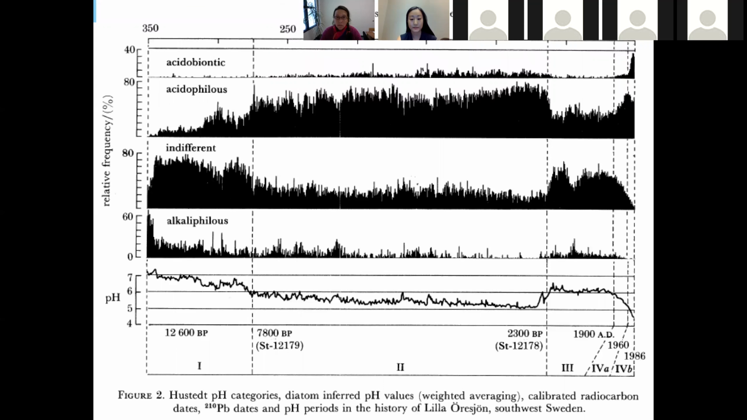And what Renberg did in this 12,000-year plot was characterize the diatoms by their pH pickiness. So this looks pretty complicated at first. There's a lot of black.